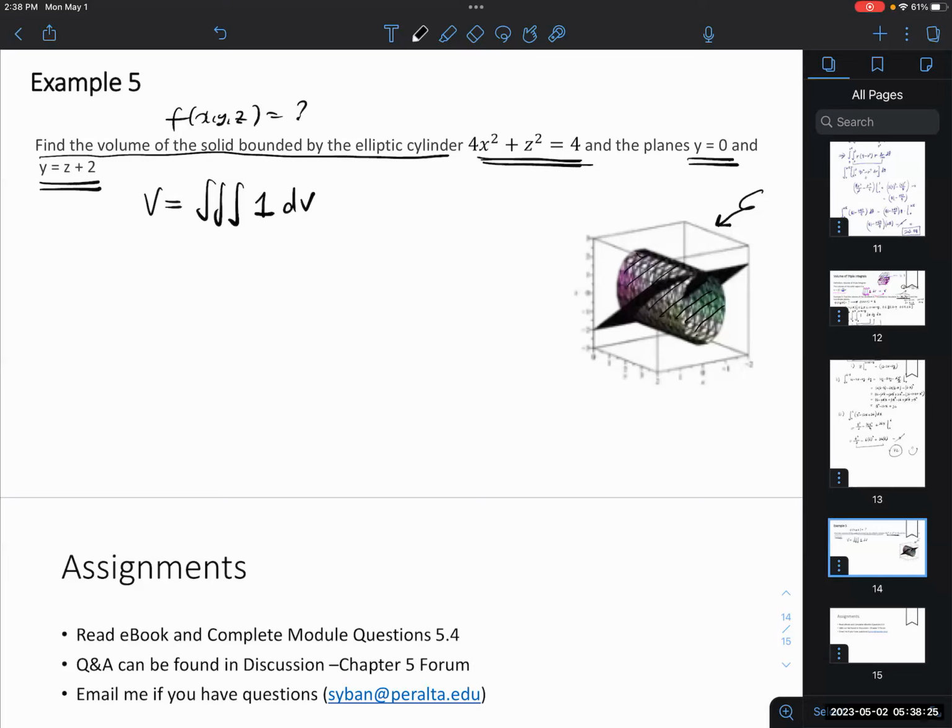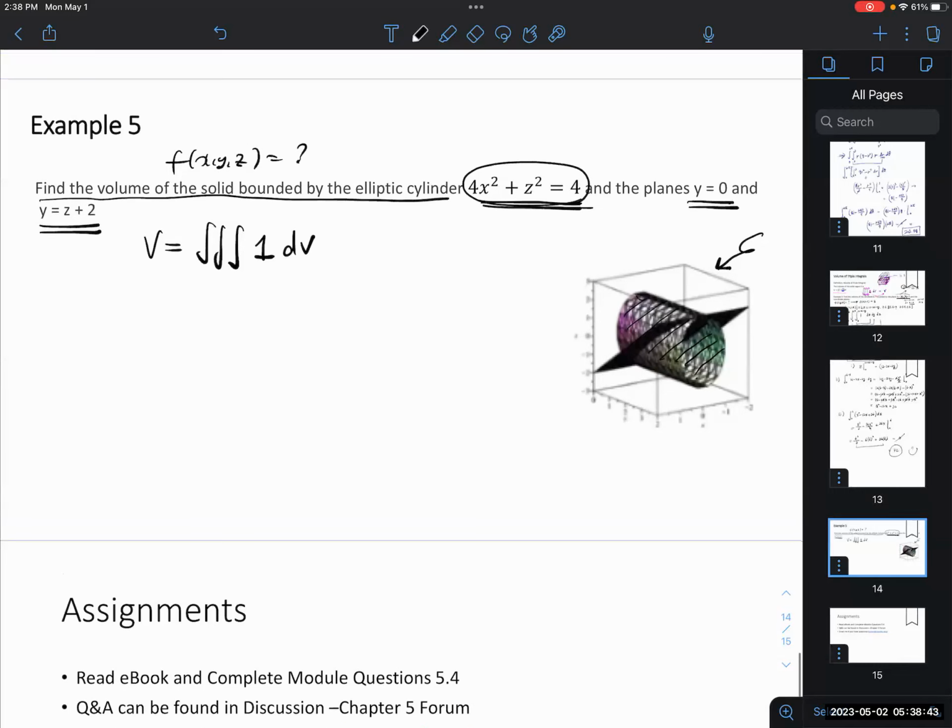First of all, we need to find the intervals for x, y, z, correct? What we have is 4x squared plus z squared equals 4. I'm going to begin here because I see z here. Maybe it helps us find the interval for z. So we're going to solve for z to find the interval for z. The other equation has no z, so actually here too. Let's see what we get from here.